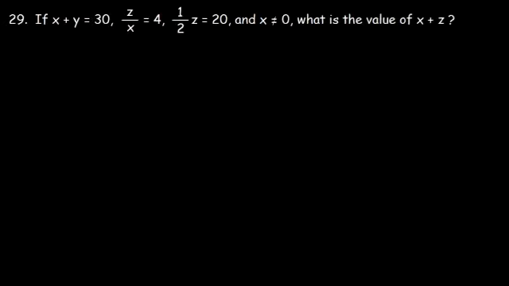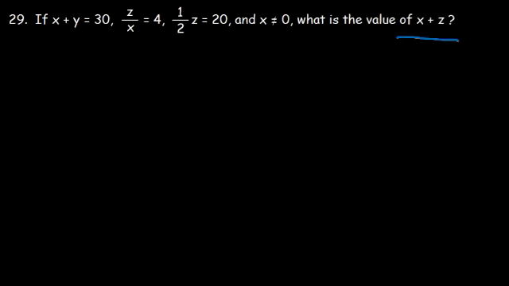Number 29. If x plus y is equal to 30, and if z over x is equal to 4, and 1/2 z is 20, and x does not equal 0, what is the value of x plus z? So we have a lot of equations here. It might seem like a difficult problem, but it's not if you understand it. In order to find the value of x plus z, we just need to solve for x and z and then add the two numbers.